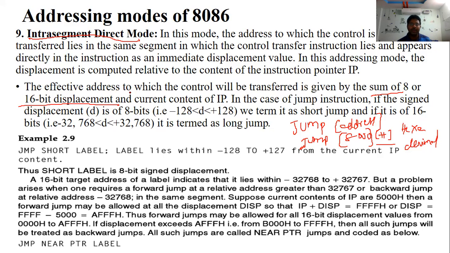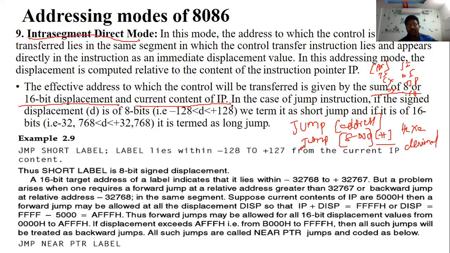So one byte is less. One byte is reduced by using that 8-bit displacement. See, the effective address to which the control will be transferred is the sum of the 8 or 16-bit displacement and the current content of the IP, the instruction pointer. You know that for the indirect addressing mode, in the brackets you represent AX or BX or CX or DX or SI or DI, base pointer or stack pointer.